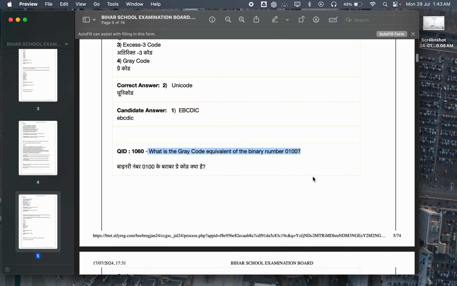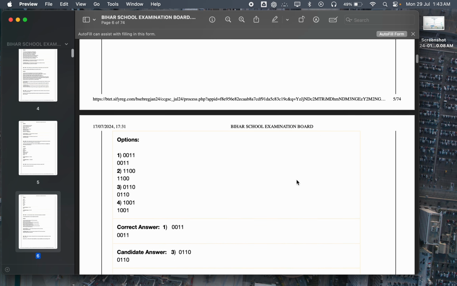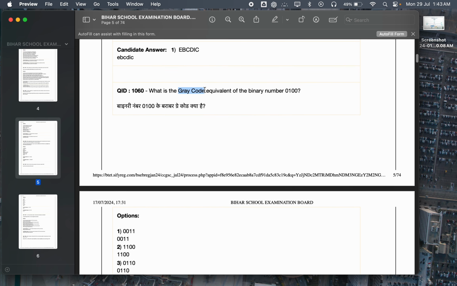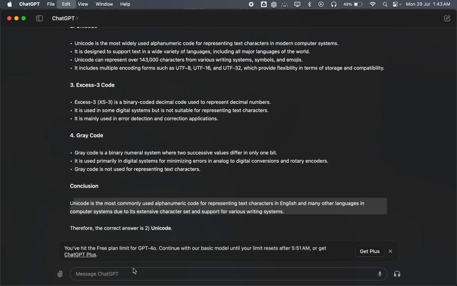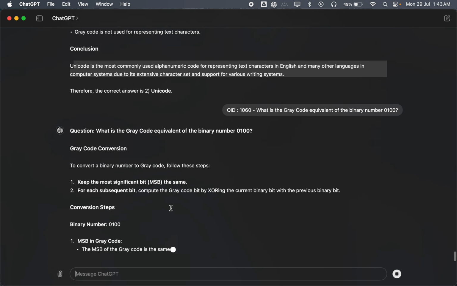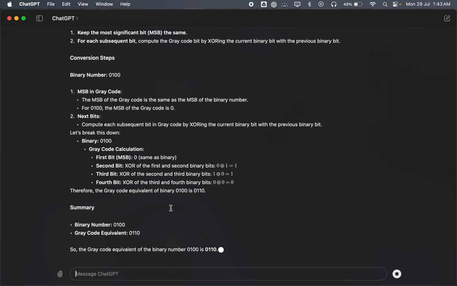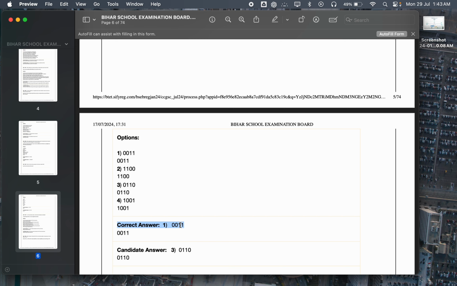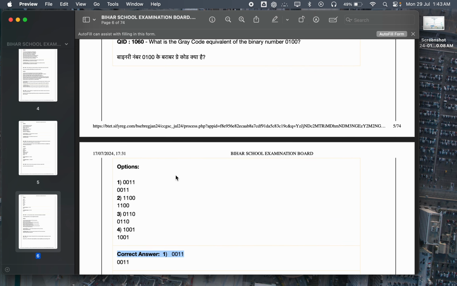What is the gray code equivalent of the binary number 0100? So this is simple. The first bit, 0, stays as it is, then 0 and 1 becomes 1, and 1 and 0 becomes 1, and 0 as it is. It's asking gray code, right? Let's see what ChatGPT says. So the correct gray code equivalent is 0110. My answer is 0110, but they are saying 0011. So I think that the answer given is wrong by the Bihar School Examination Board.